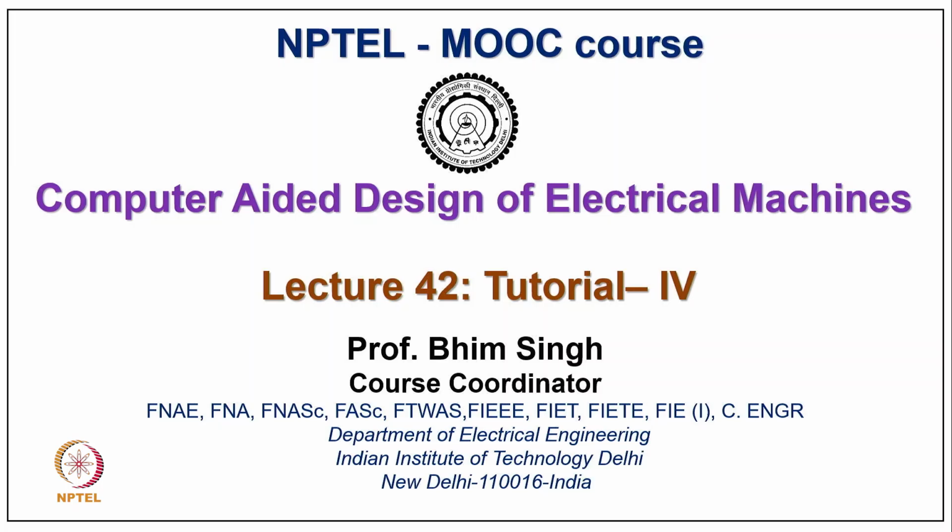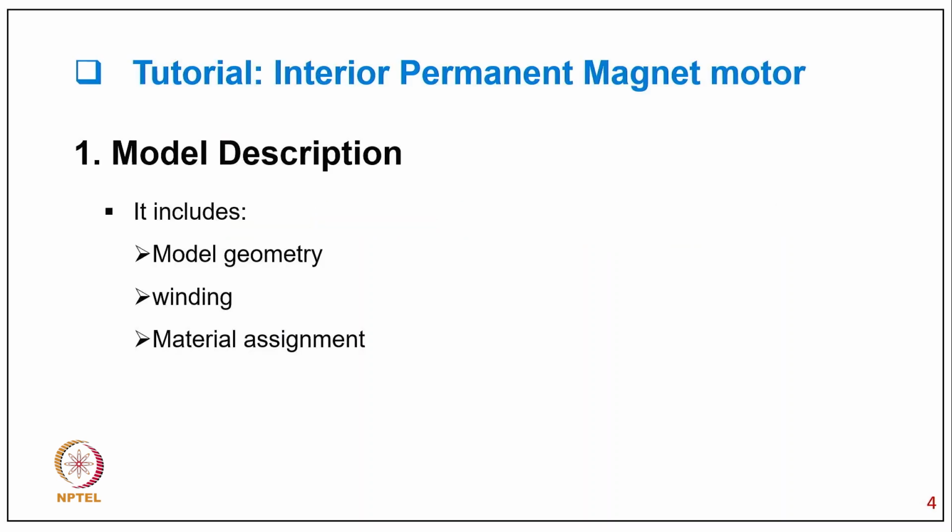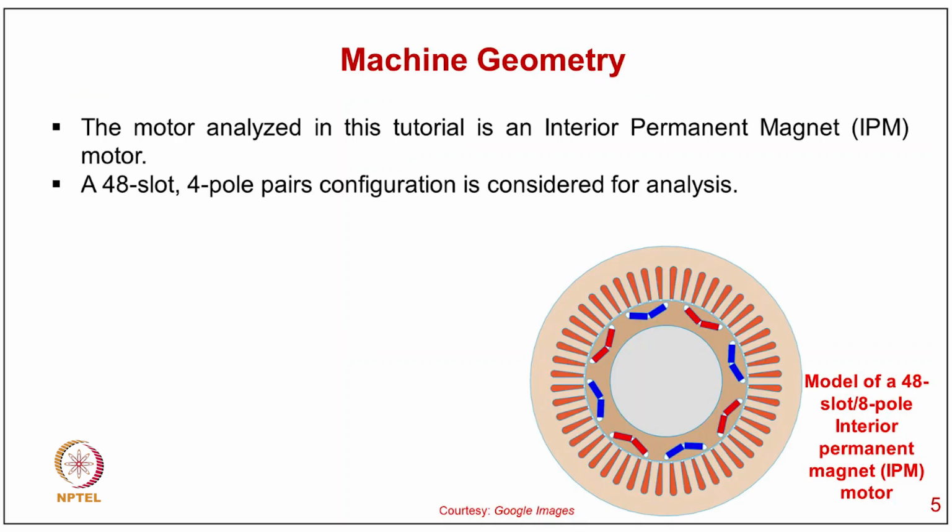Welcome to the course on computer design of electrical machine, lecture 42, a tutorial 4 with the interior permanent magnet motor. First is the model description. It includes model geometry, winding, and material assignment. This motor is analyzed in the tutorial as an interior permanent magnet motor, and a 48-slot, 4-pole configuration is considered here, as you can see typically in the diagram.